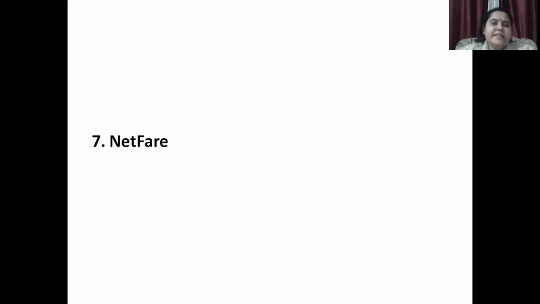Next, seventh is Netfare. Netfare is an information access card that operates like a public transportation fare card or a telephone access card. A typical operation can be described as follows. First, the customer purchases a card for whatever amount is desired. Next, the consumer presents the card to the merchant to pay for electronic information at the point of delivery.